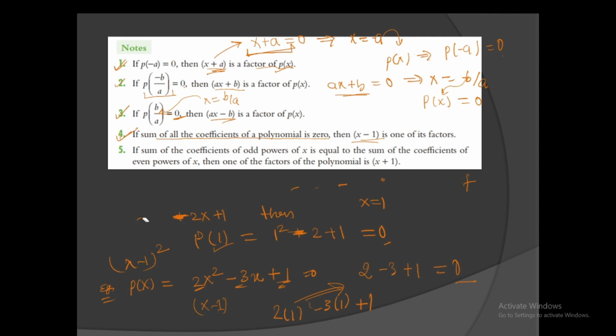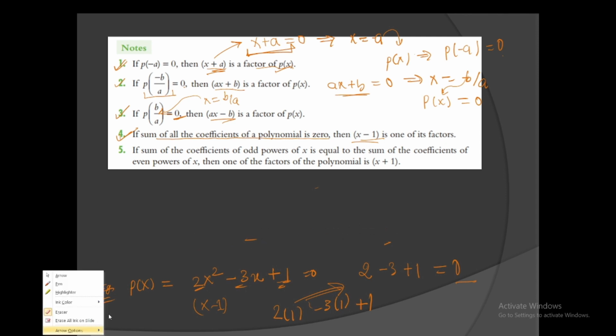Now for the fifth point, I'm clearing the space. Alright. So the fifth point says that if the sum of coefficient of odd powers of x is equal to sum of coefficient of even powers of x, then one of the factor of the polynomial p of x is x plus 1. So you can see that we are dividing by x plus 1. So we have to put x equal to minus 1 in p of x, right?